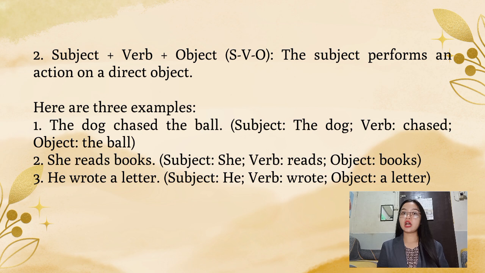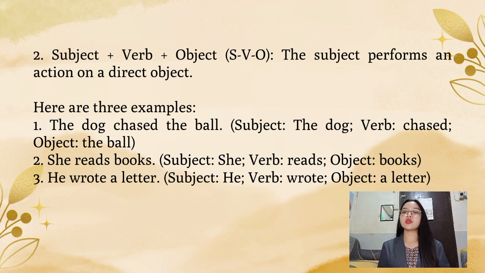So second, we have the subject, verb plus object. So this is the subject performs an action on a direct object. Here are the three examples. First is the dog chase the ball. Our subject here is the dog. Our verb is chase. Our object is the ball. Second, she reads books. Our subject here is she. Our verb is reads, while our object is books. Third, he wrote a letter. Our subject here is he. Our verb is wrote. Our object here is a letter.